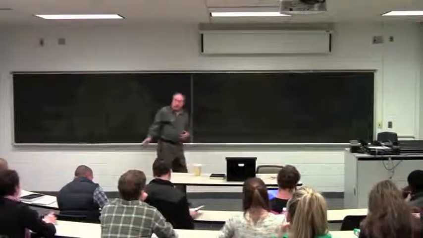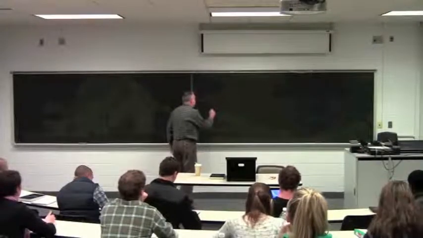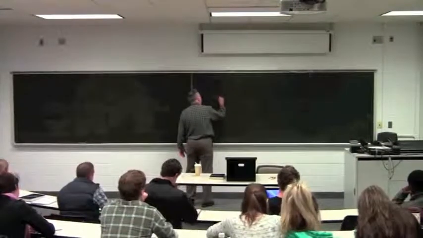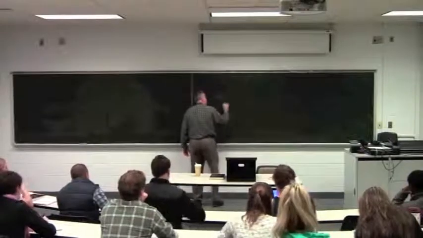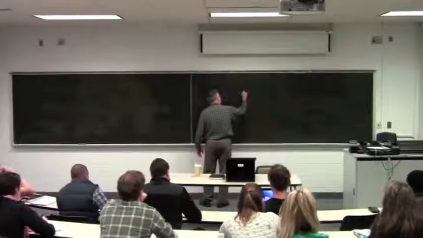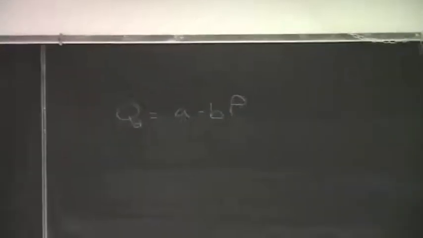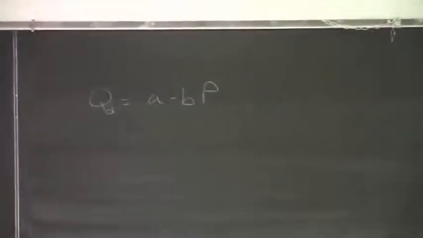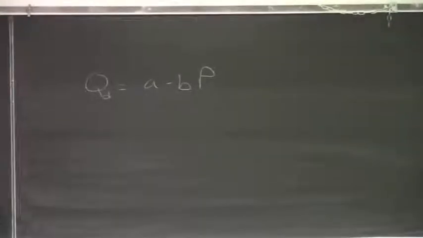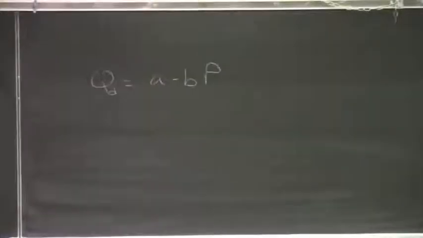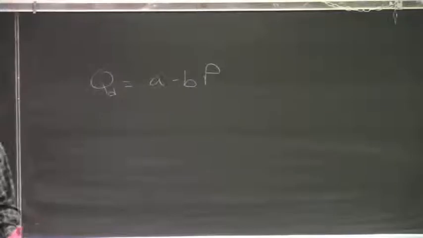Let our demand function be... Notice we have this term A and B. A and B are parameters. A parameter is simply an unspecified constant. So A is some constant.